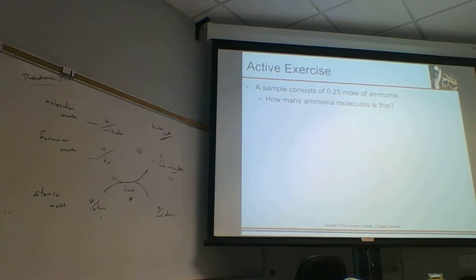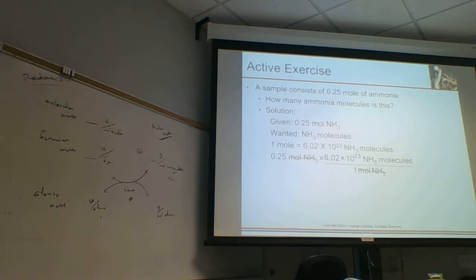And so it's going to be 1/4 mole. What's a 1/4 mole? Let's calculate it. times 10 to the 23rd ammonia molecules. See what they got.